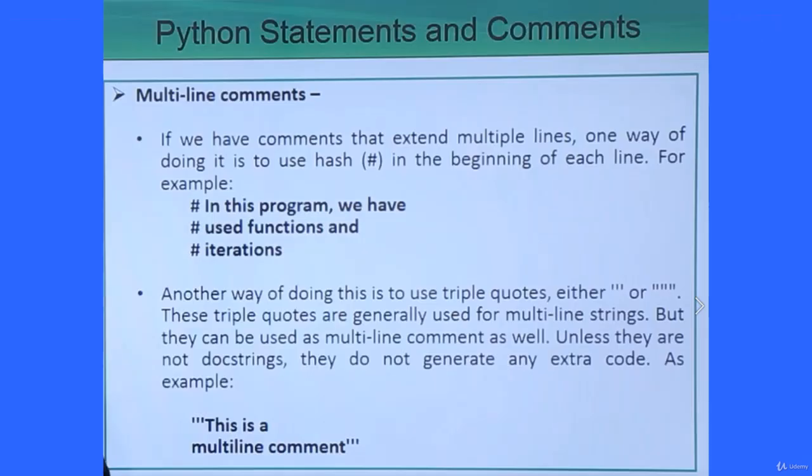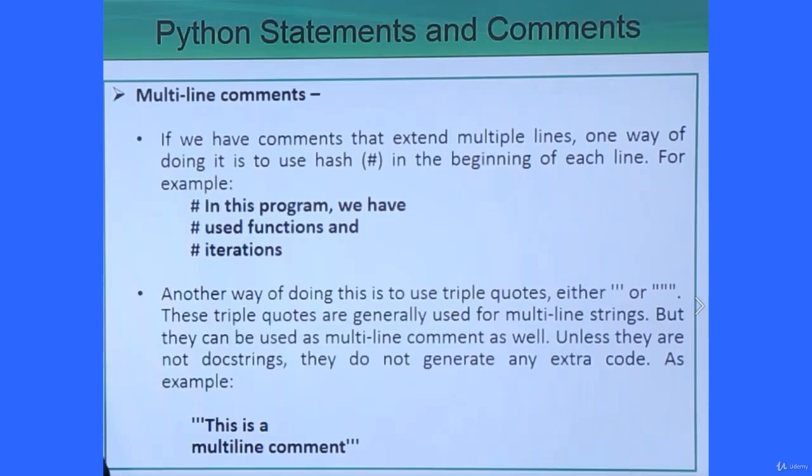Whenever you need to write multi-line comments, that means multiple lines in the comment block, if we have comments that extend over multiple lines, one way of doing it is to use the hash symbol at the beginning of each and every line. Consider this one. Here we have a multi-line comment. In this program, we have used functions and iterations. It can be done this way, with the hash symbol at the beginning of each line.